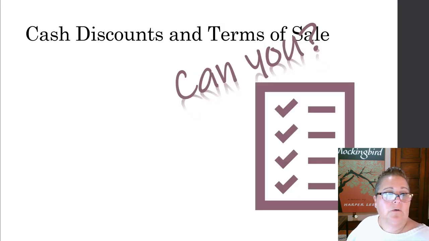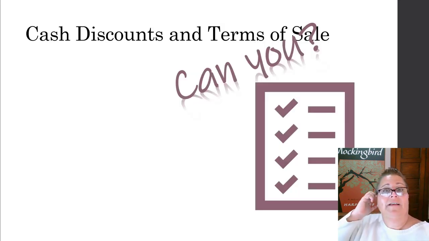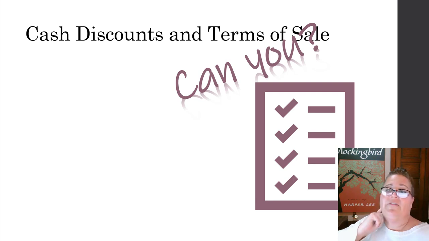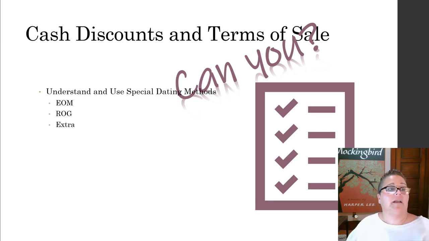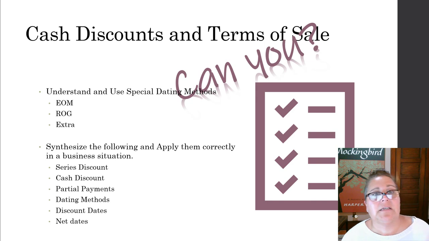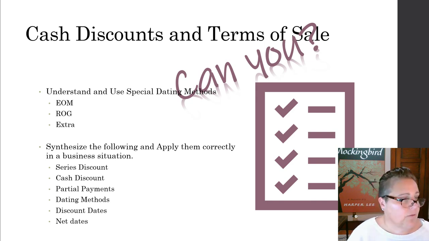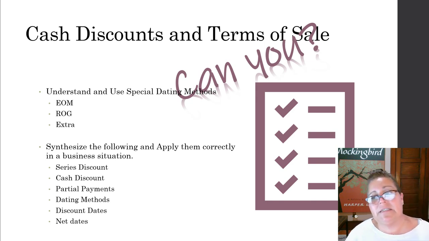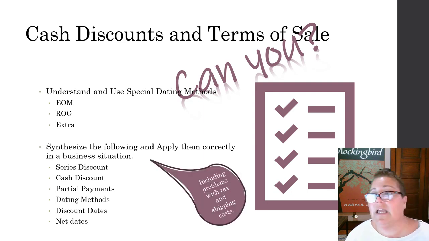All right, so do you feel any more confident about the following items? Understanding and using the special dating methods. This includes the end of month, the ROG, and the extra terminology. Do you feel like you could do a pretty good job if you were asked to put together all of these moving pieces? A series discount, a cash discount, the partial payments, the dating methods, the discount dates, and the net dates. Keeping in mind that some of these will again include tax and shipping.